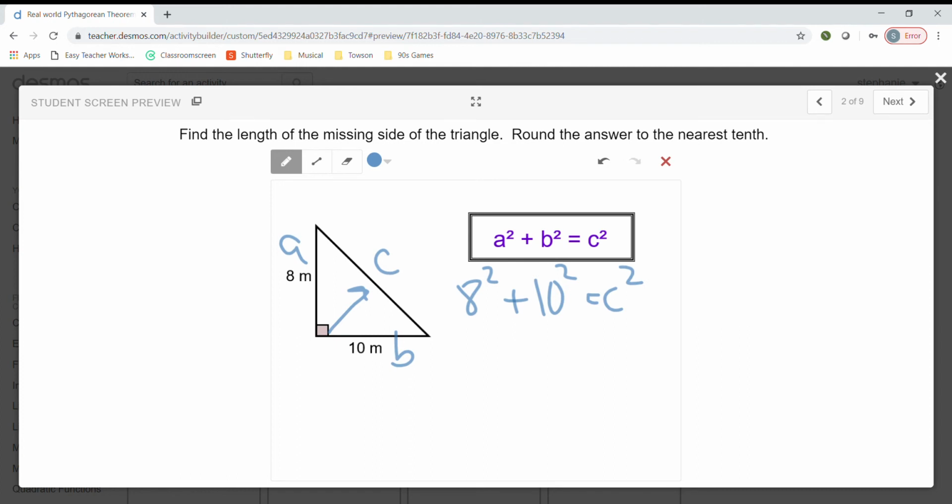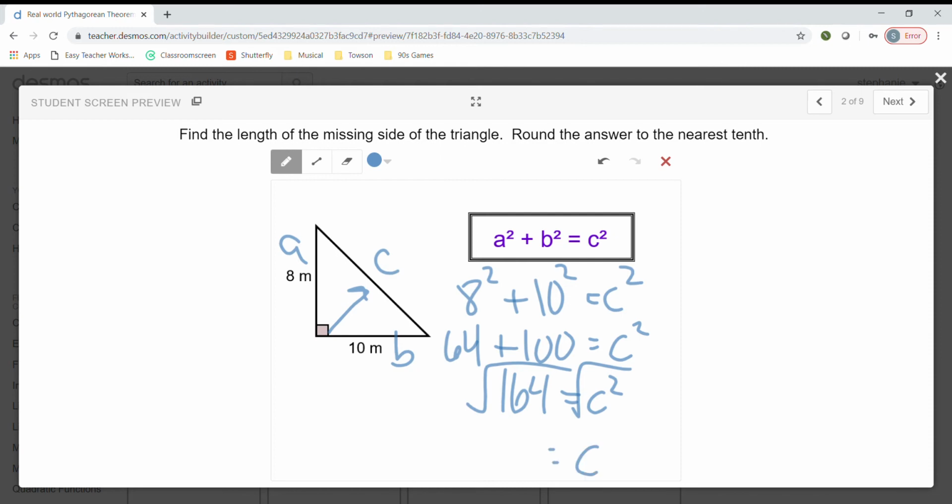So 8 squared, 8 times 8, is 64. 10 squared, 10 times 10, is 100, equals C squared. Can I add this time? Yes, I can. So 100 plus 64 is 164 equals C squared. Take the square root. C is equal to 12.8.